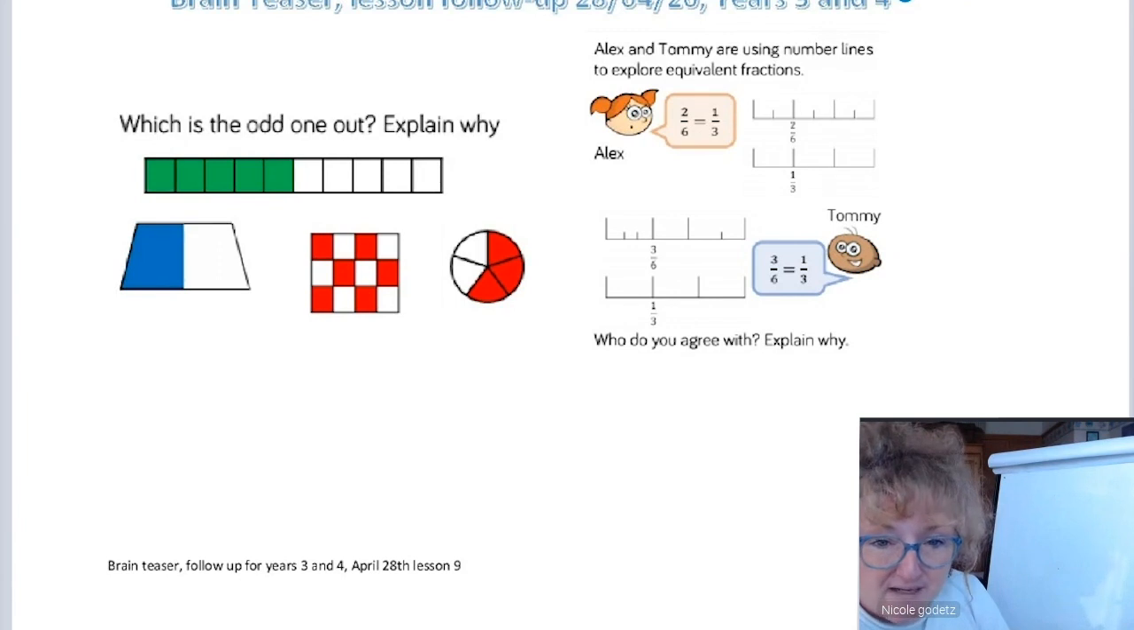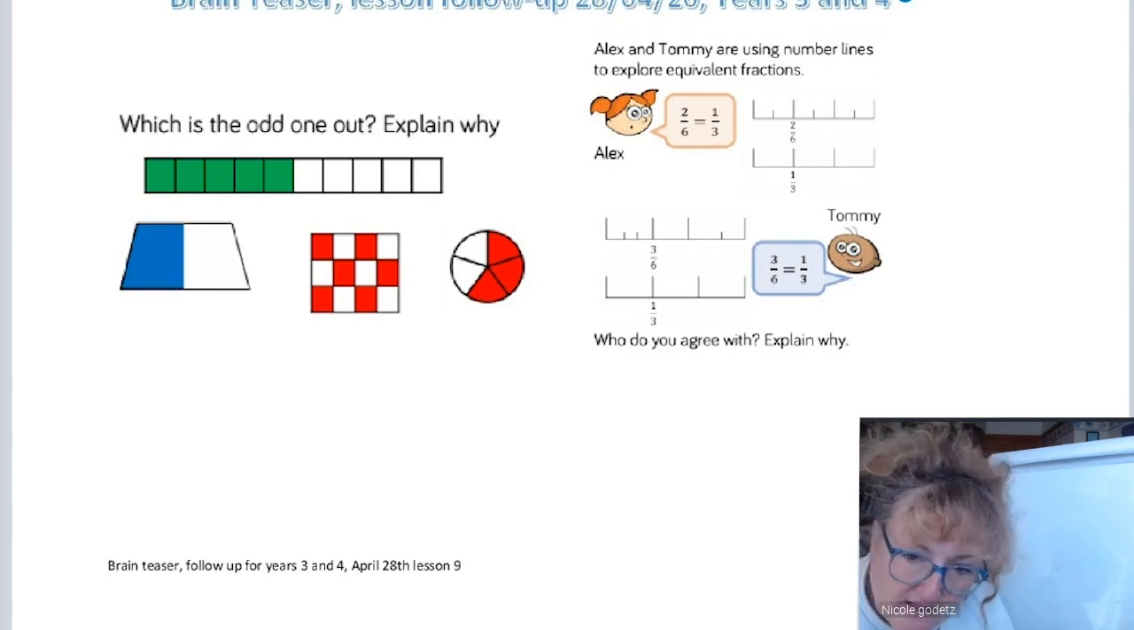Now, let's look at the next one. Alex and Tommy are using number lines to explore equivalent fractions. Alex says 2/6 equals 1/3, and she's drawn that on the number line. Tommy says 3/6 equals 1/3, and he's drawn his fractions on the number line. Now, do you agree with them both? And explain why.